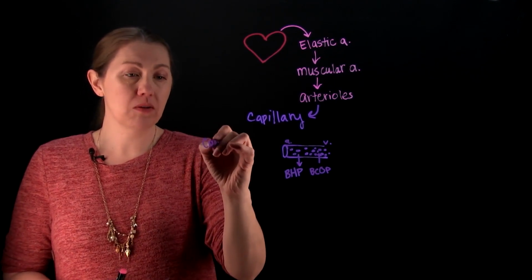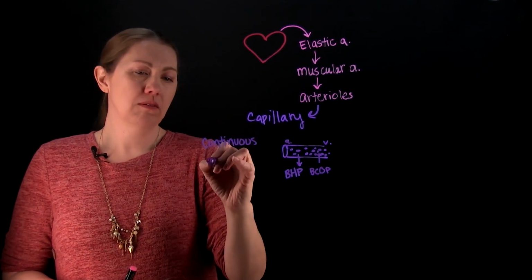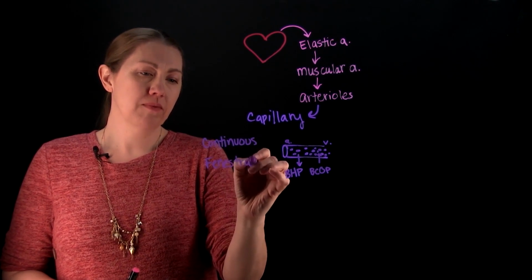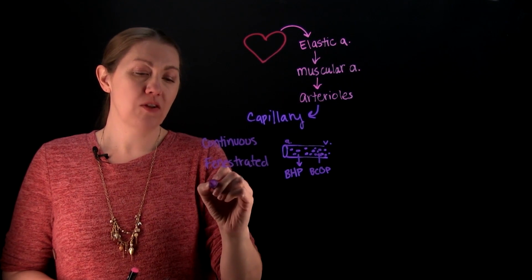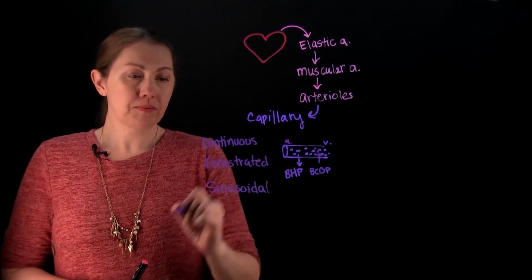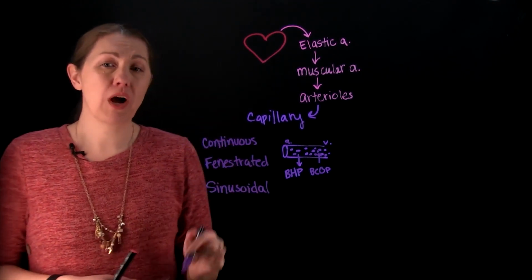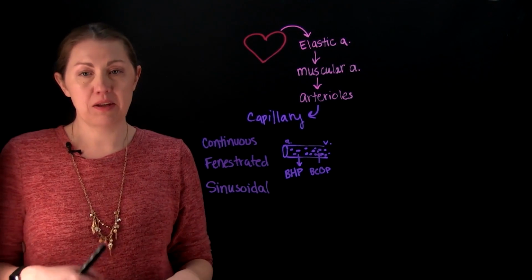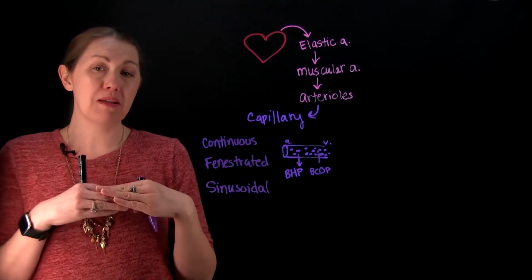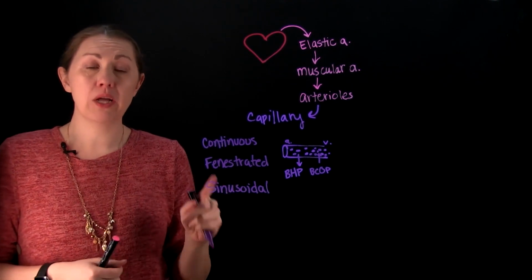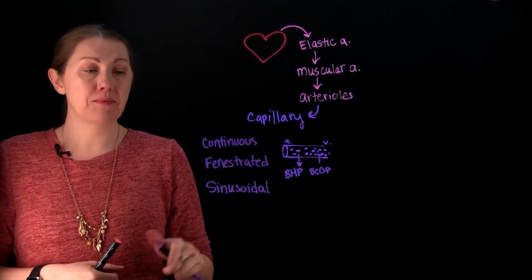You have a continuous, a fenestrated, and a sinusoidal. Now that's going to put you in order for how much they let through it. A continuous is exactly what the name says. You have a simple squamous epithelium on a basement membrane, and it's got no holes. The only things that are going to go through it are things that can do simple diffusion.